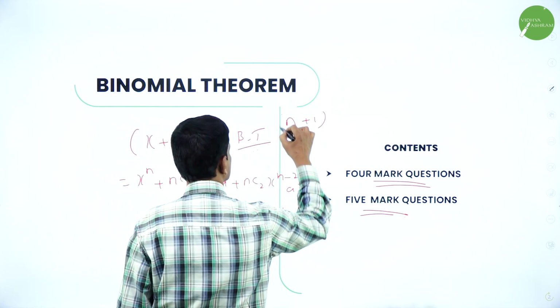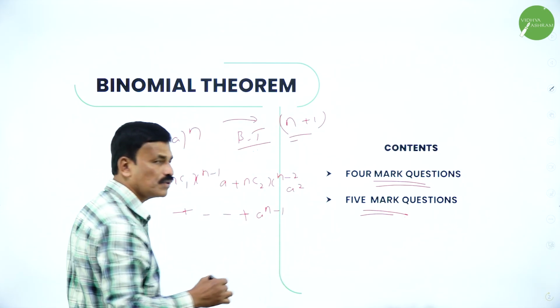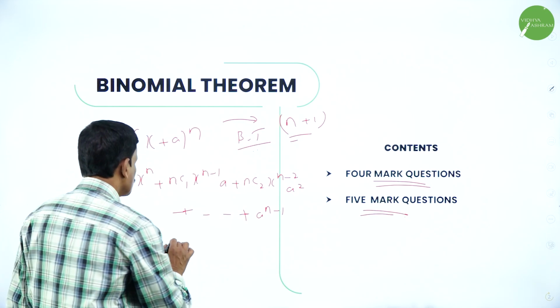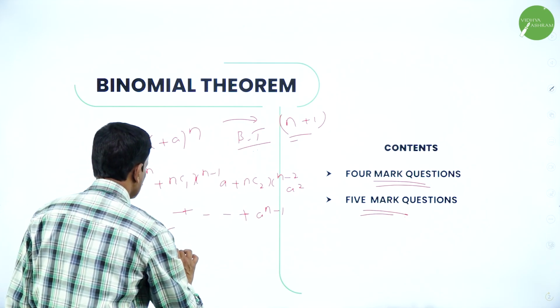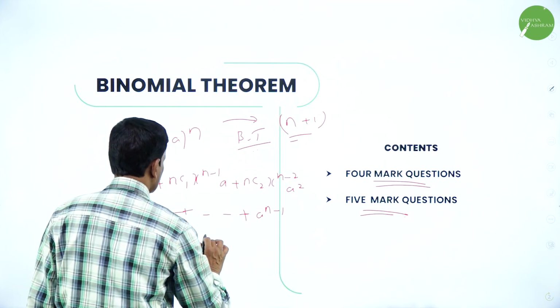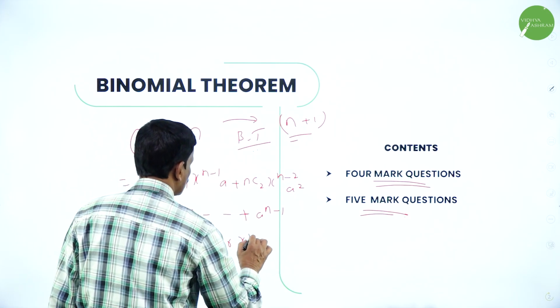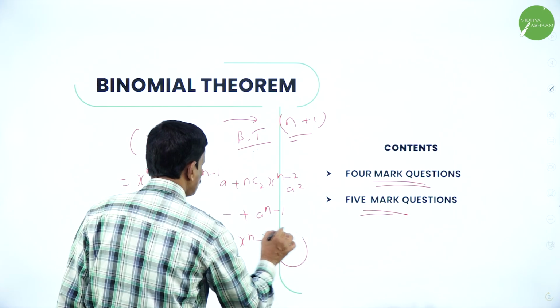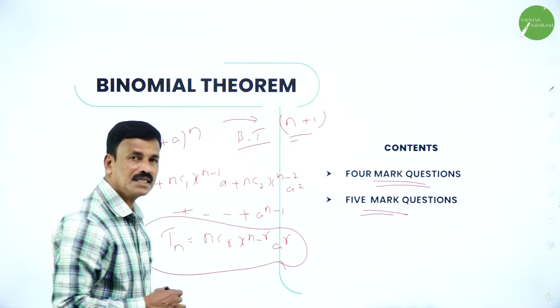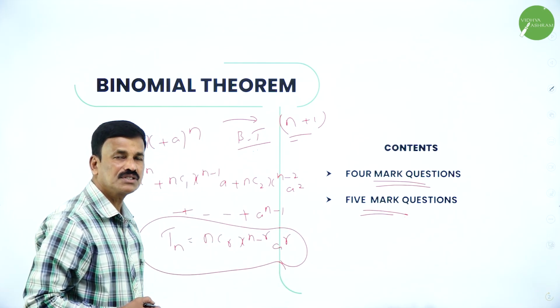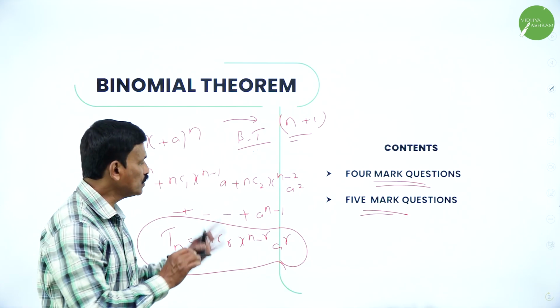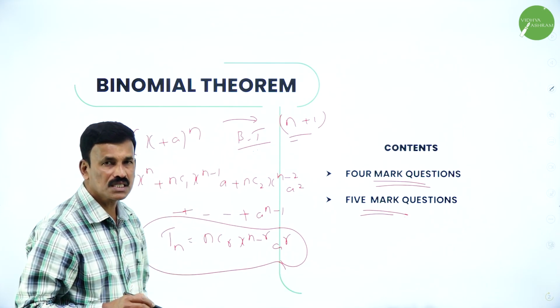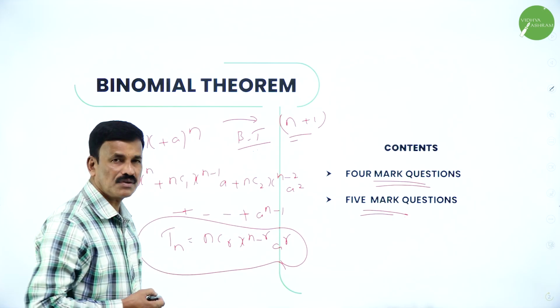So the number of terms in the expansion of (x plus a) to the power of n is n plus 1 terms. The general term, or (r plus 1)th term, is denoted as T(r+1) is equal to nCr x to the power of n minus r into a to the power of r. This is the general term in the expansion of the binomial theorem. If you know these two formulas, you can easily solve the problems. Now move on to the first problem.